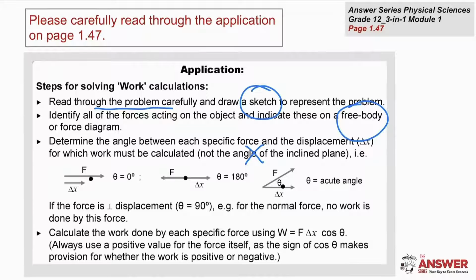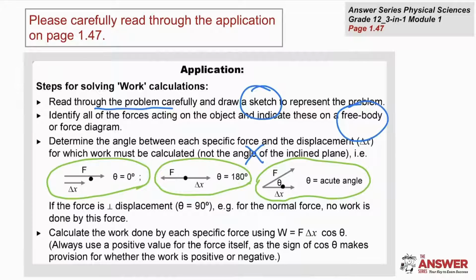Instead, we're either interested in the displacement vector and the force vector going in the same direction with an angle of 0 degrees between them, or going in the opposite direction with an angle of 180 degrees between them, or sometimes an acute angle between the two vectors. Obviously, if the vectors are at 90 degrees to each other, there is no work done. Once you know that angle theta, we take the cosine of that theta, multiply by delta x and the force magnitude to get the work done.